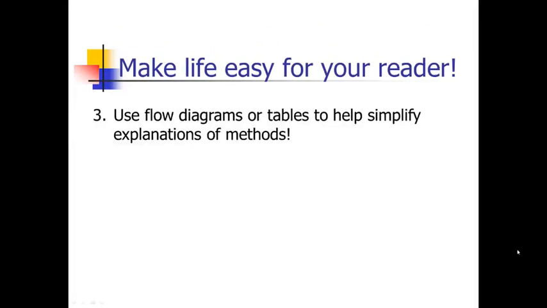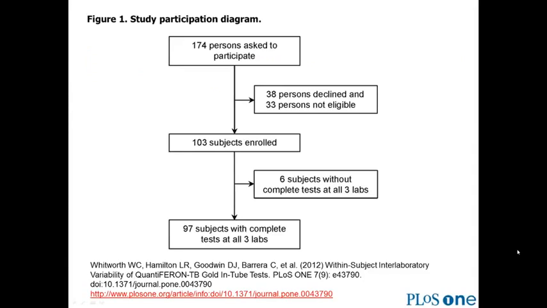Another way to make life easy for your readers is to use flow diagrams or tables to help simplify the explanation of methods. A very common thing that people will do, if you've got a clinical study with participants flowing through it, is a participant flow diagram like this. 174 persons were asked to participate. Here's how many actually enrolled. Here's what happened to them. You can see that information like this is really easy to glean from a diagram, but really hard to get if you tried to write it in text. It would be really boring to read and hard for the reader to glean that information. So it's much better presented in some kind of diagram.